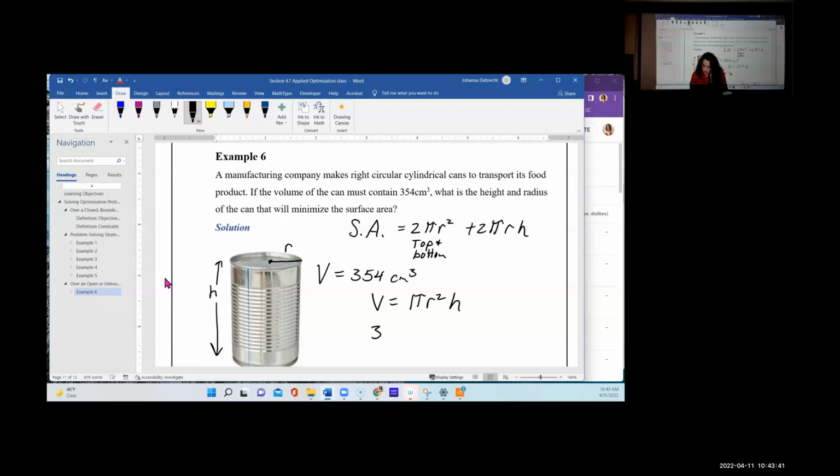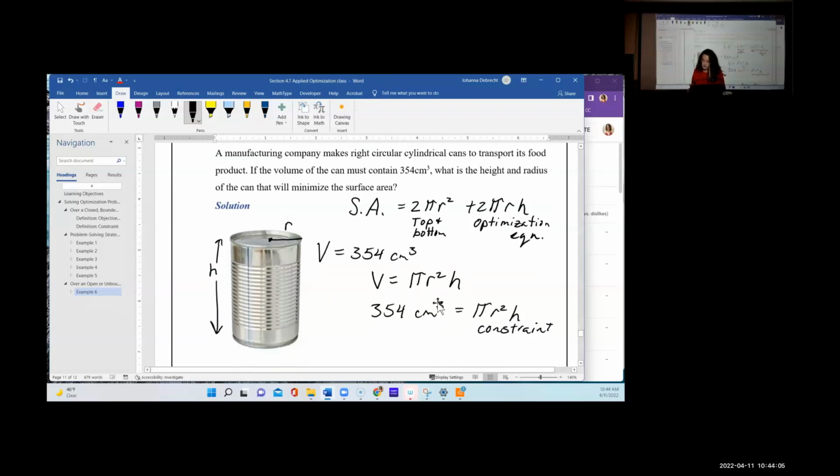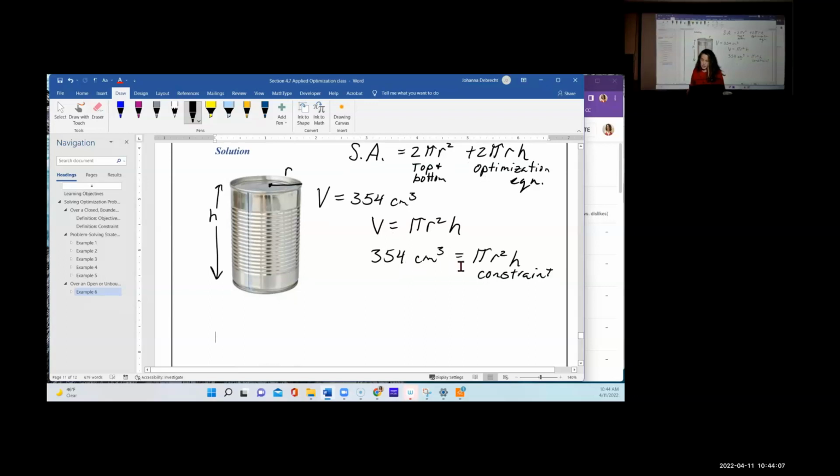So I have 354 cubic centimeters equal to pi r squared h. This is a constraint. And this is my optimization equation, or my objective function. I'm trying to minimize the surface area. Okay. So this will let me solve for either h or r squared.